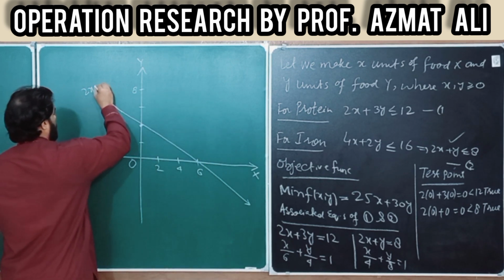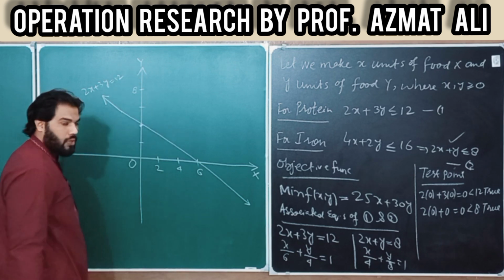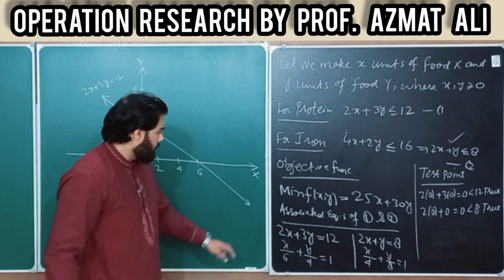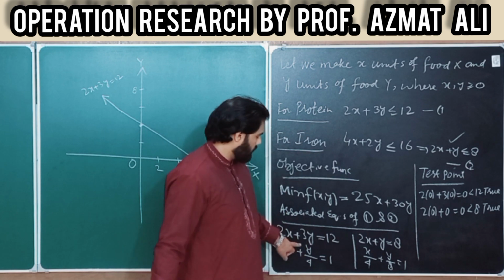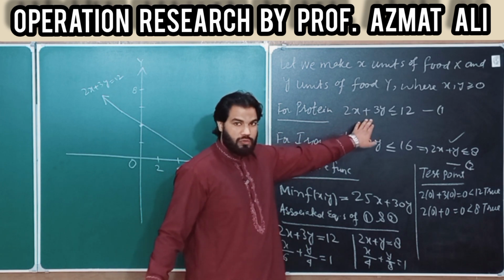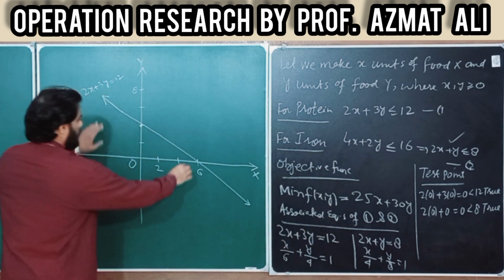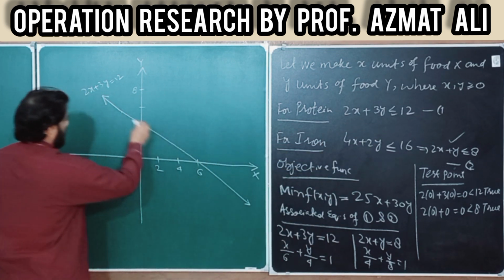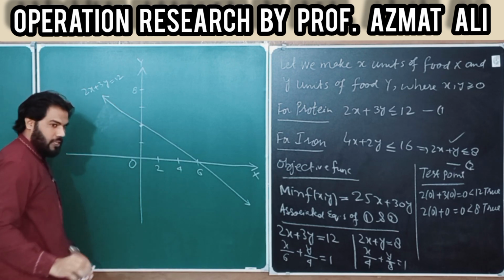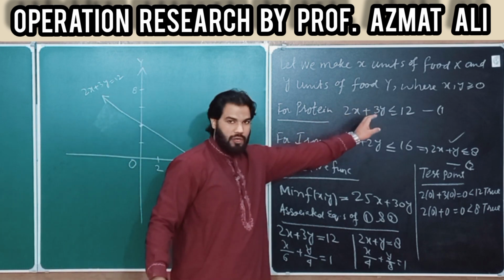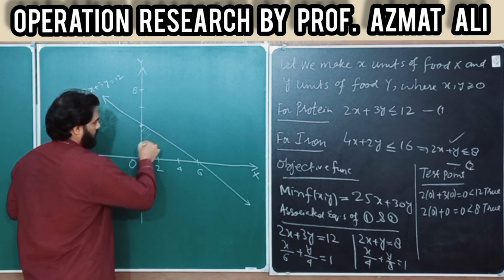2x plus 3y is equal to 12. The associated inequality to this equation, that is 2x plus 3y less than or equal to 12, satisfies the test point 0, 0. So the graph of this inequality will be towards the origin. But here, because our x and y are non-negative, the graph only lies in the first quadrant.